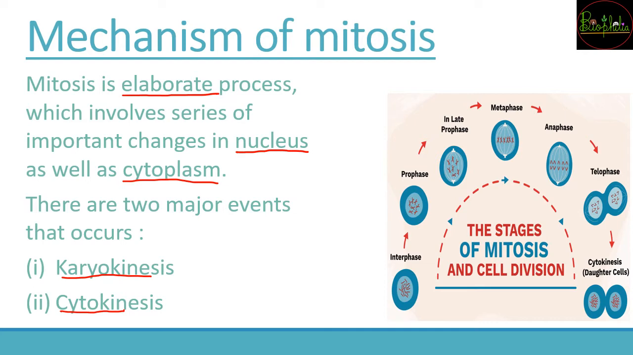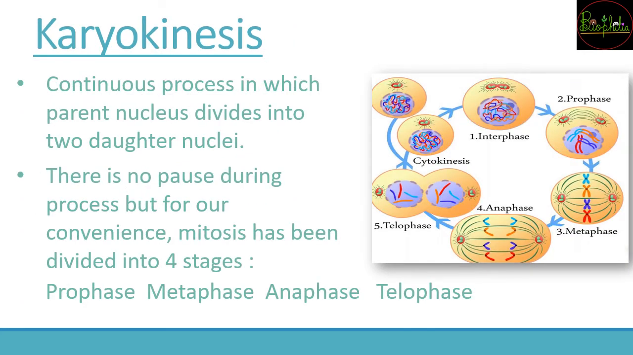Now let us discuss these events in much more detail. First comes karyokinesis. The word karyo means nucleus, and kinesis means movement. So actually the parent nucleus is going to move and split into two. That movement, or separation, of the nucleus is nothing but the process of karyokinesis.